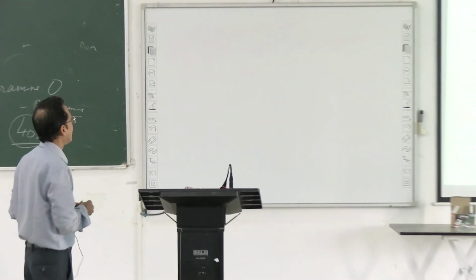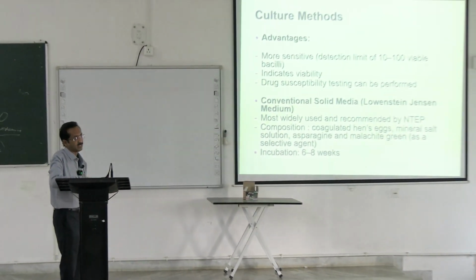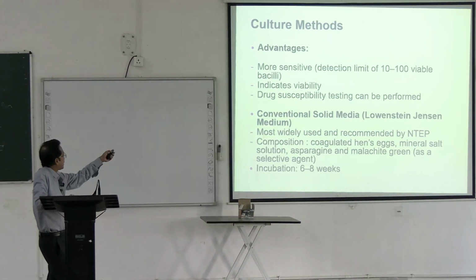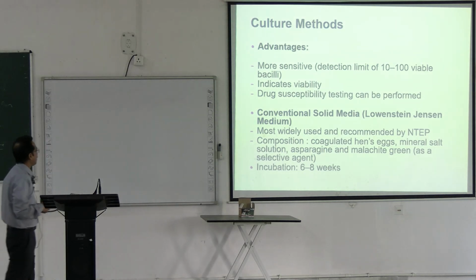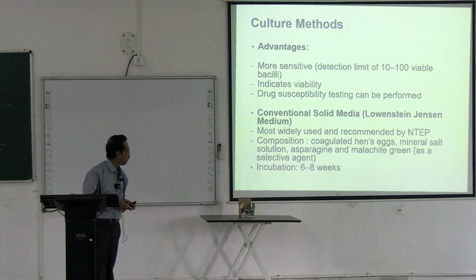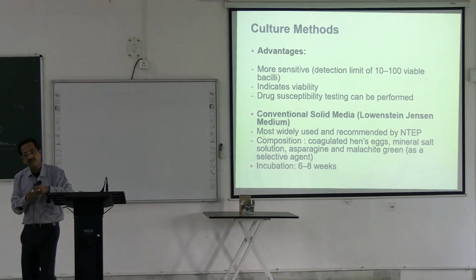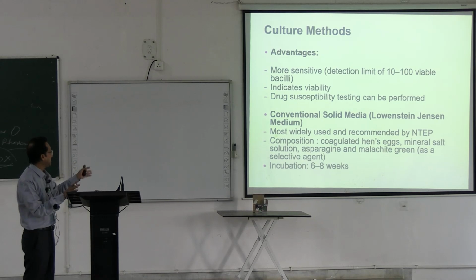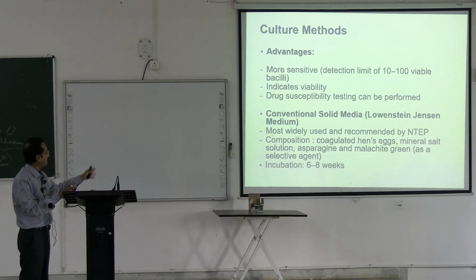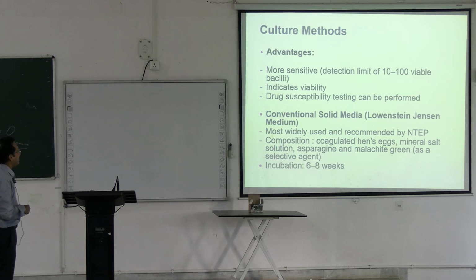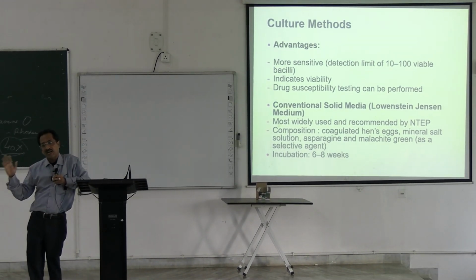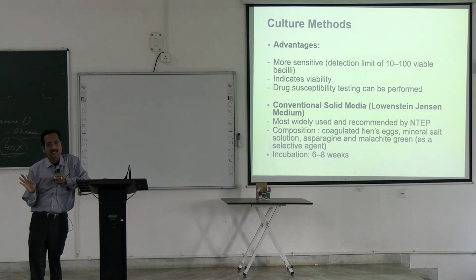Culture is more sensitive; 10 to 100 viable bacilli can lead to a positive culture. Drug susceptibility testing can be done. Lowenstein-Jensen media is the common solid culture media used. What are the components of the media? Usually it is an egg based media, so egg, coagulated mineral salt solution, asparagine and malachite green. Malachite green 2% is used to inhibit other bacteria, so it is a selective media.